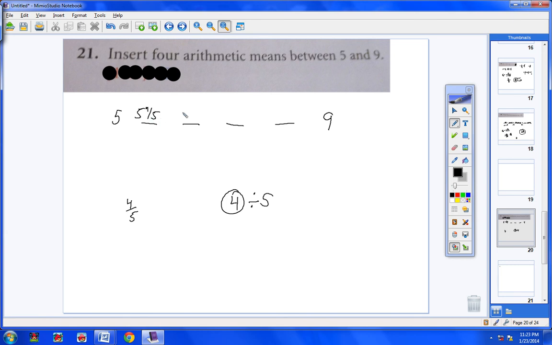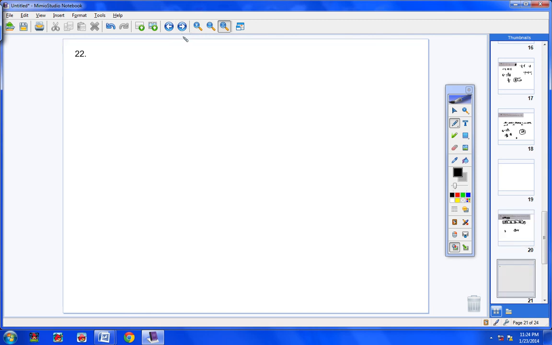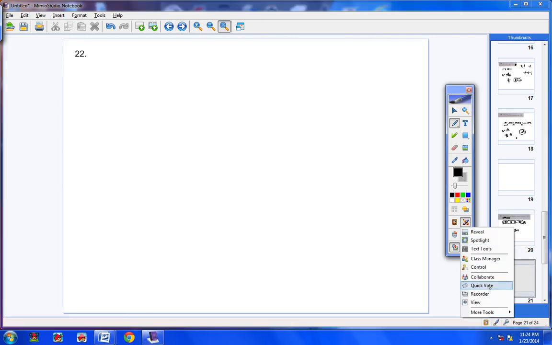would be 1. What would that be? That would be 6 3/5, I believe. I hope that's right. And then add 4/5 again, and I think we'd get 7 2/5. And then add 4/5 again, and we would get 8 1/5. And then add 4/5 again, and we get 9. Perfect. So these are the 4 numbers right here that you would insert. This is your answer right here. Those are the 4 numbers you would insert. Okay, pretty interesting.